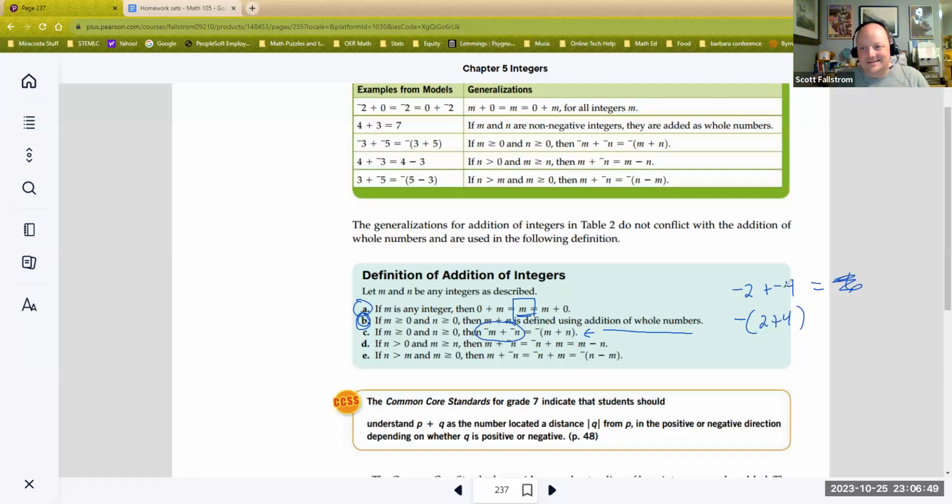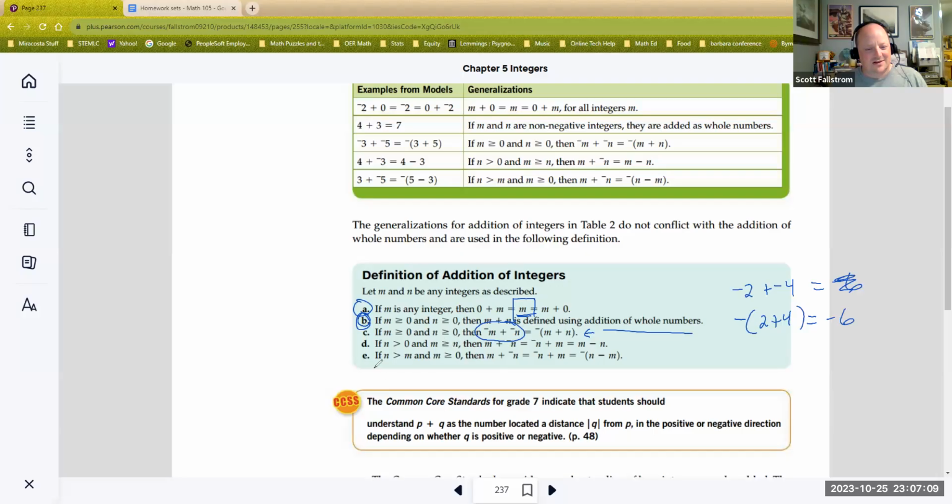You add them together, you get 6. But when we do negatives, it might seem different. And all they're saying is it's not different. If they are the same sign, like negative and negative, you can simply combine them and get -6. If you have 1 greater than 0 and m is greater than this one.